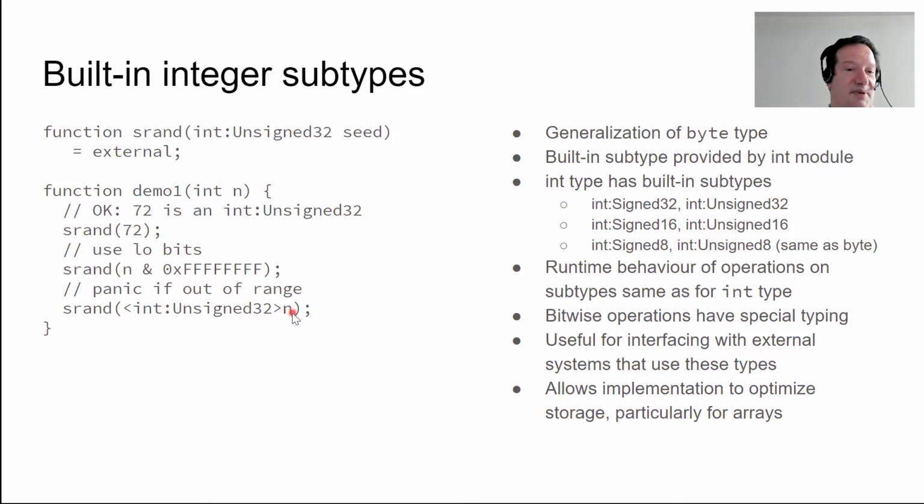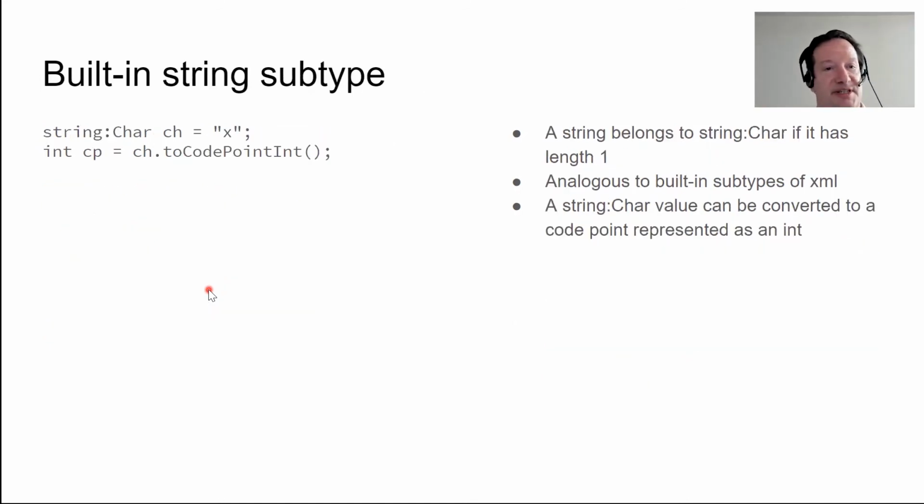In this case, the behavior will be different. If you have an n here that is not in range, then when you do that cast, it will panic. So it forces you to think about this: this code actually accepts unsigned 32-bit ints, our ints are 64 bits. You've got to think about and be explicit about how you want to interoperate. And we actually have this built-in subtype concept.